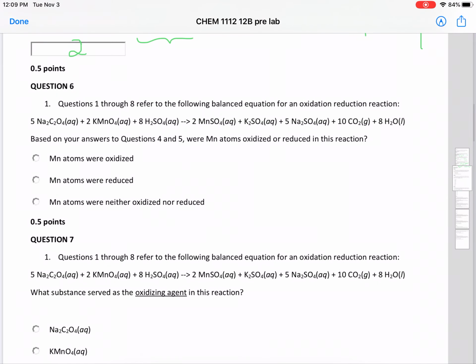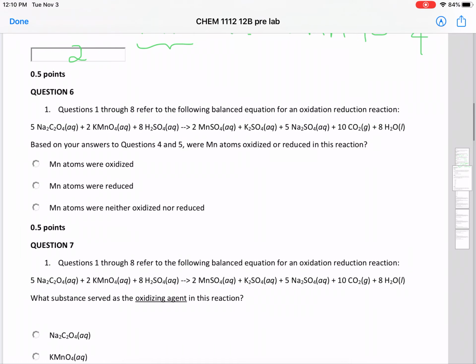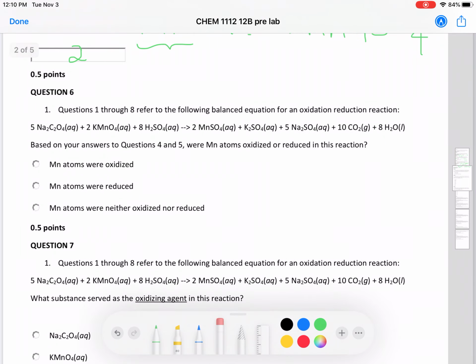So the next question is, based on your answer to question 4 and 5, were manganese atoms oxidized or reduced in this reaction? Remember, it is going from +7 to +2. If the number goes down, it is reduced. So the manganese atoms were reduced. Okay. So if the number increases, it's oxidation. If the number goes down, that is a reduction.